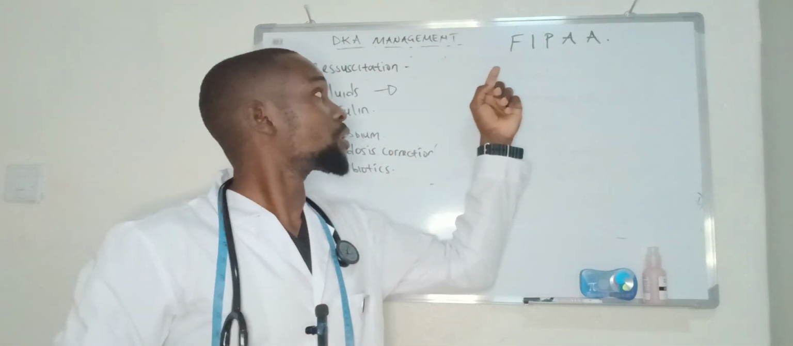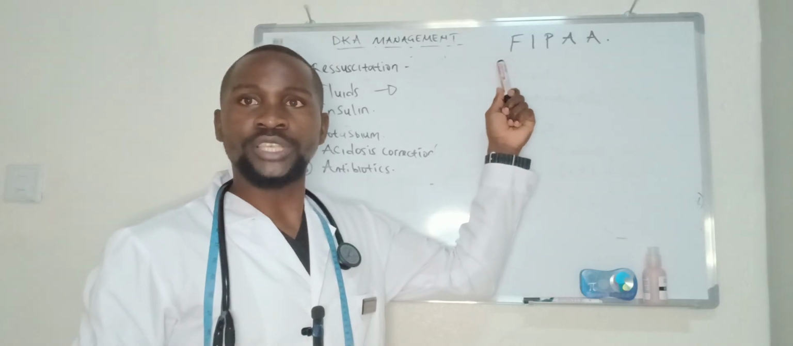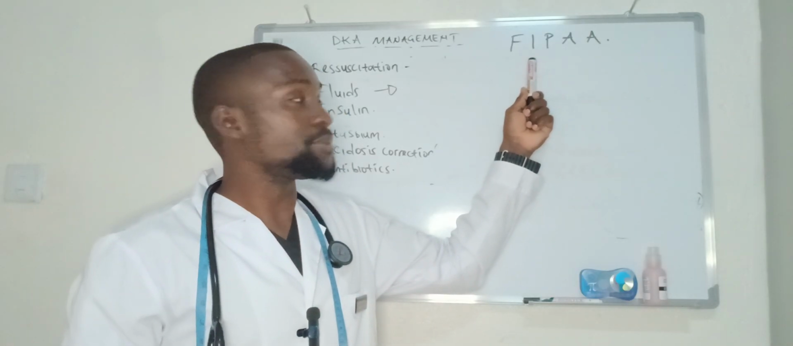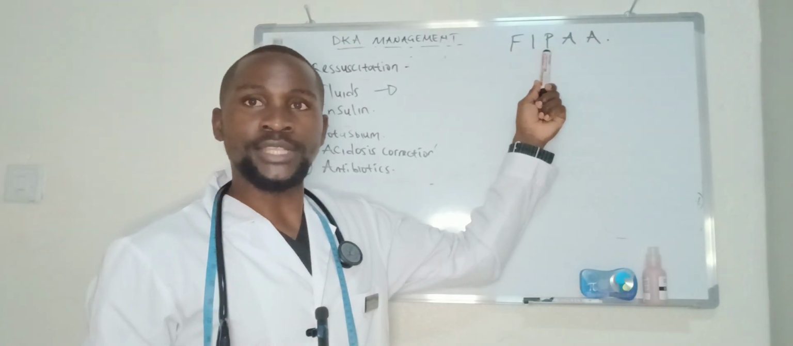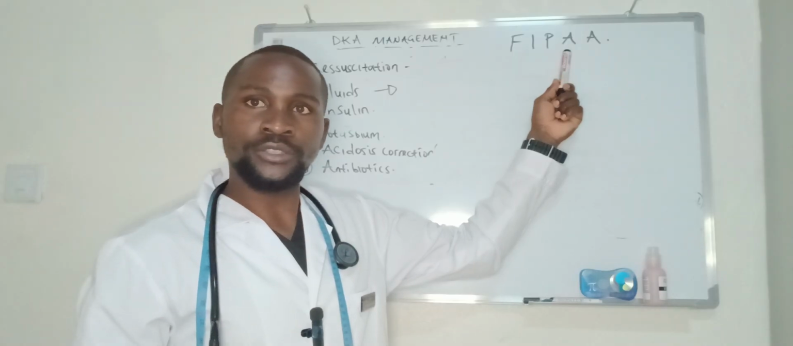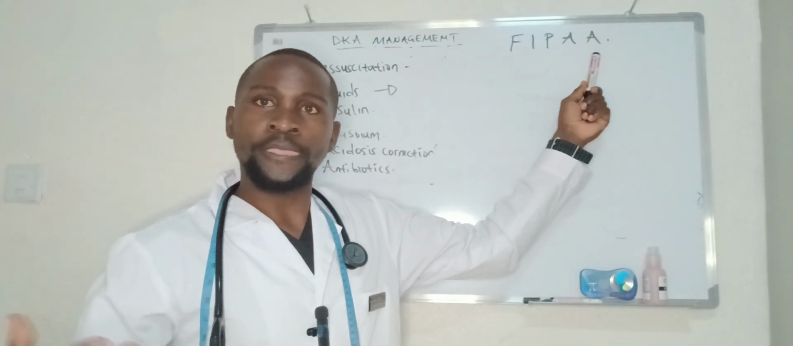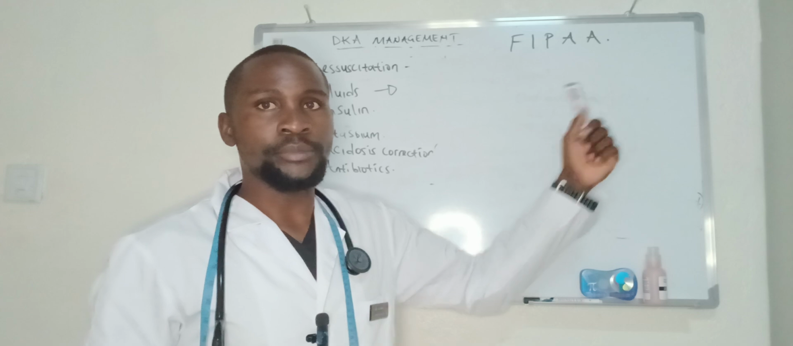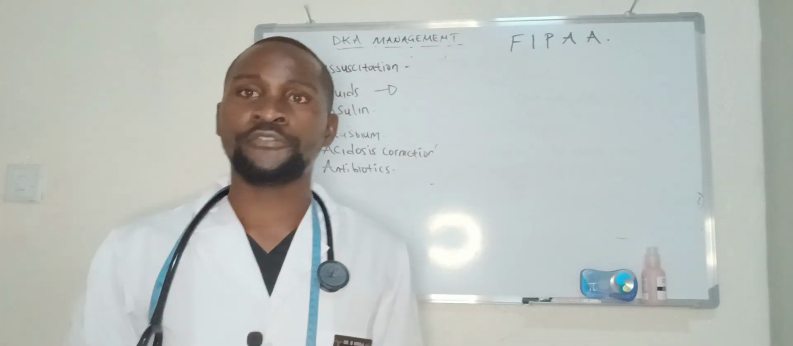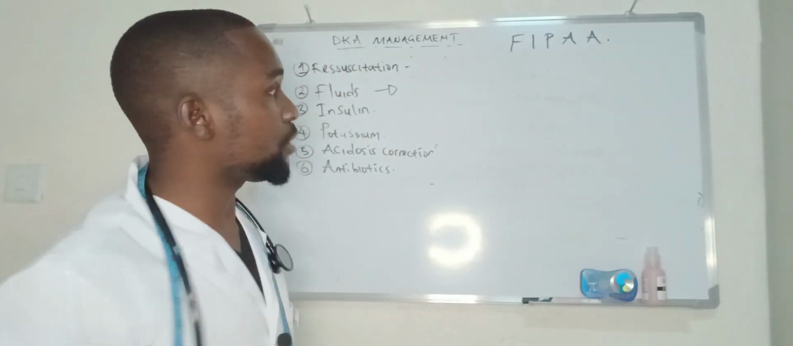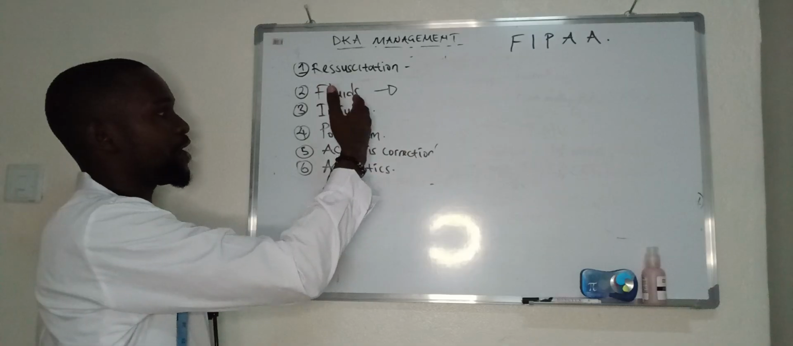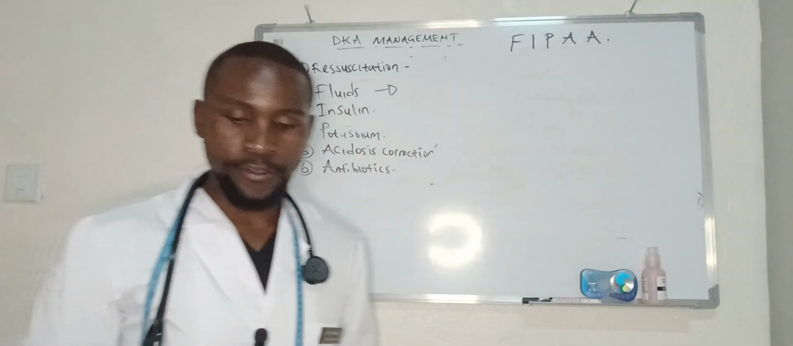Correct dehydration using IV fluids. The I is for insulin, correct hyperglycemia using insulin. The P is for potassium, correct electrolyte imbalances. The A is for acidosis, correct the acidosis. And the other A is for antibiotics. So administer antibiotics, treat intercurrent infections if present and if indicated. So these are the things we're talking about. FIPAA.